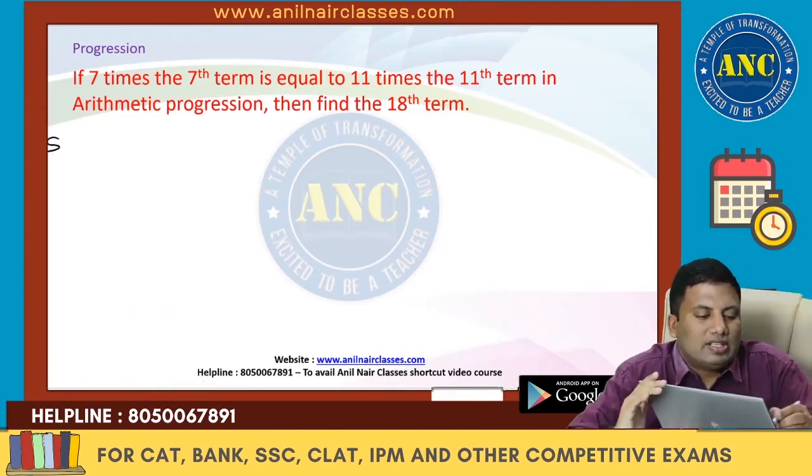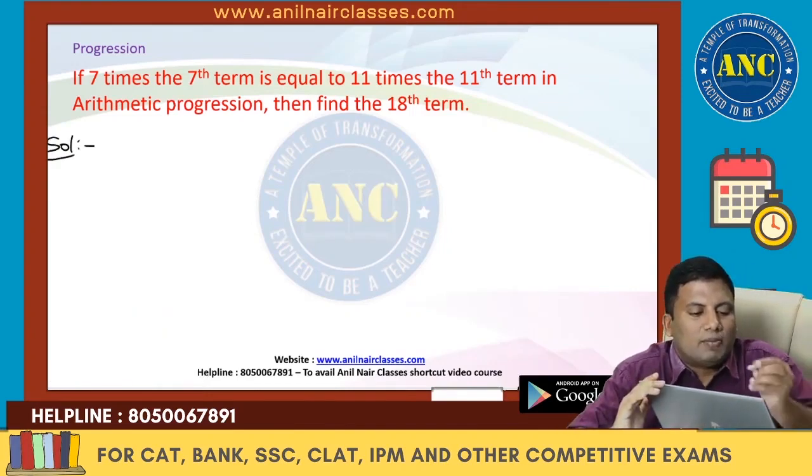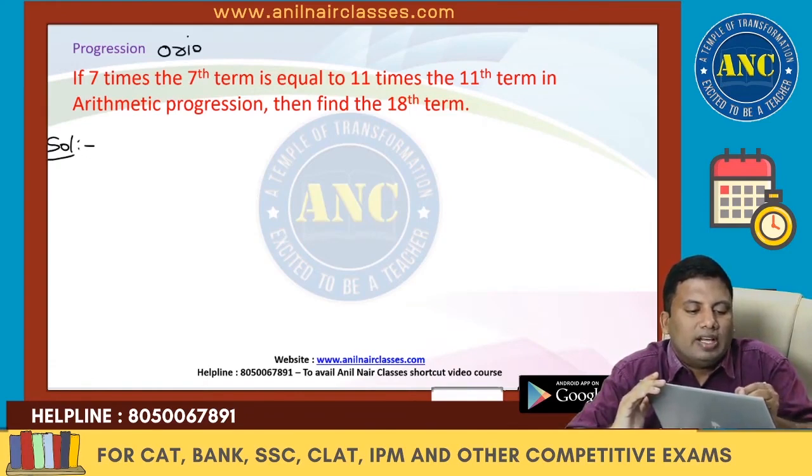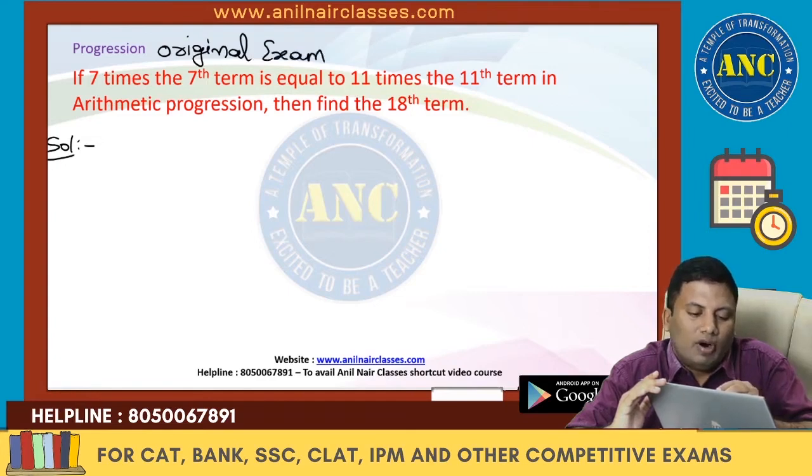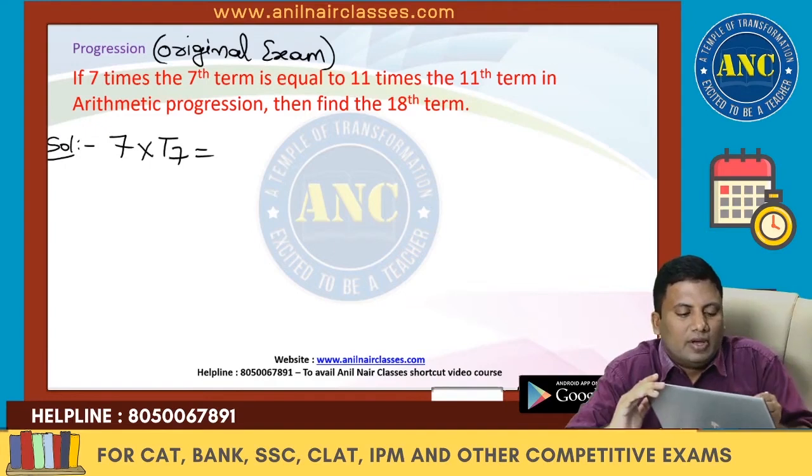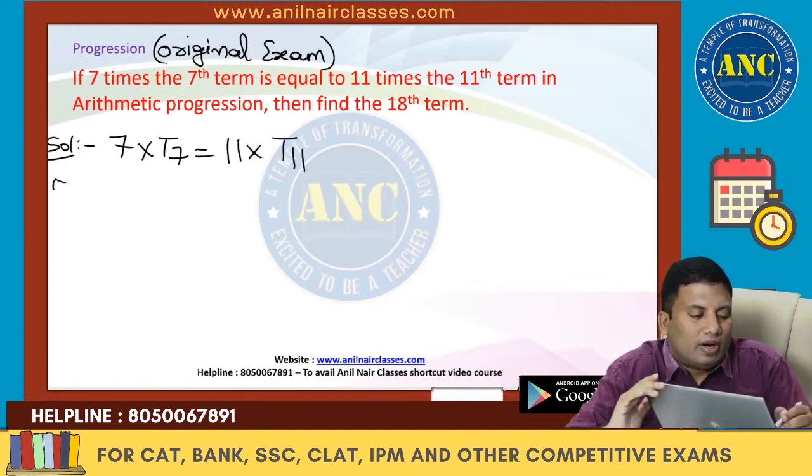Second question, this is again an original exam question, sir. What is this question? We will see. If 7 times the 7th term is equivalent to 11 times the 11th term, method 1, then we will discuss the shortcut approach.